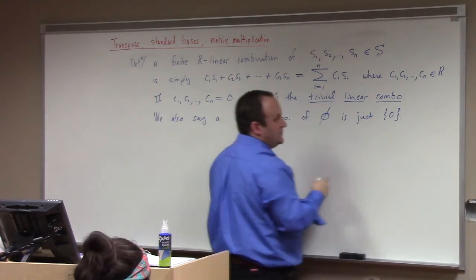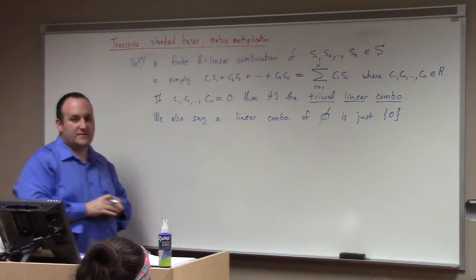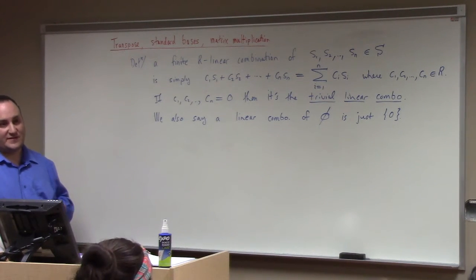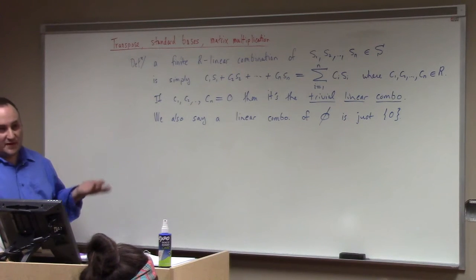Where that 0 means whatever 0 happens to be in S. If we're talking about vectors, it's the 0 vector. If S is a set of matrices, it's the 0 matrix. If S is a set of functions, it's the 0 function, okay?